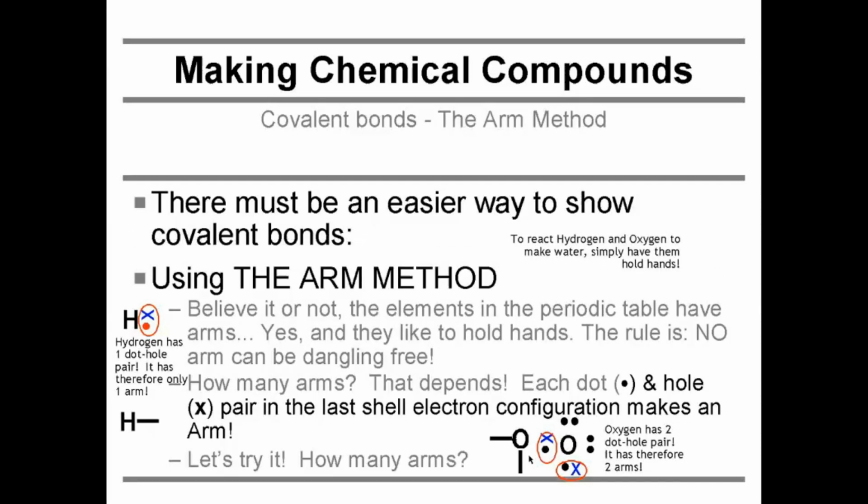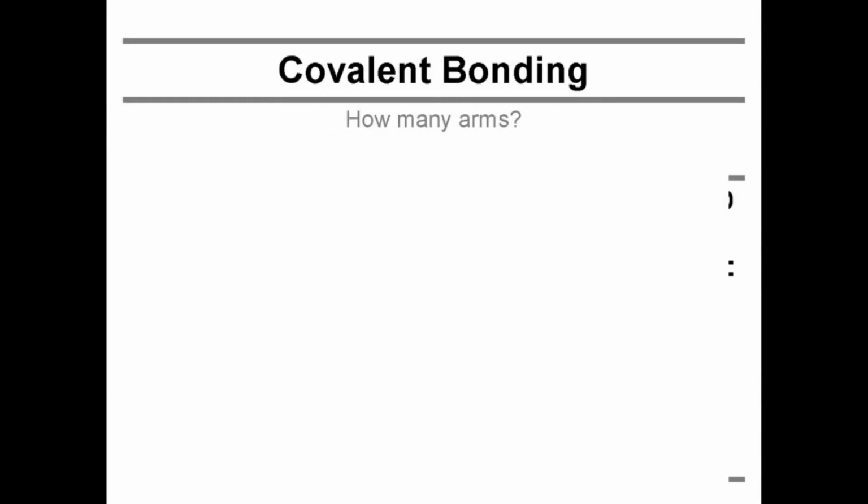So can we make water now? That would be easy. So what we're going to do is draw the oxygen, and each of the arms of oxygen holds hands with one of the hydrogen atoms, and there is your covalently bonded water. Fairly simple, straightforward method to do these covalent bondings with the arms.